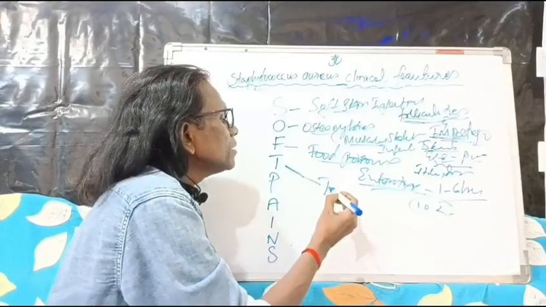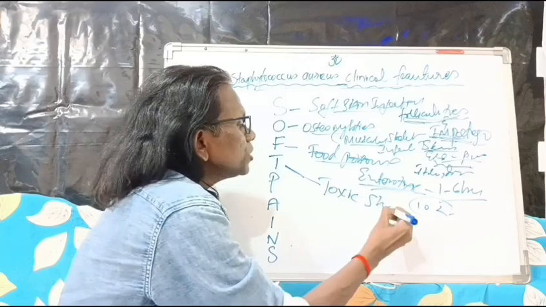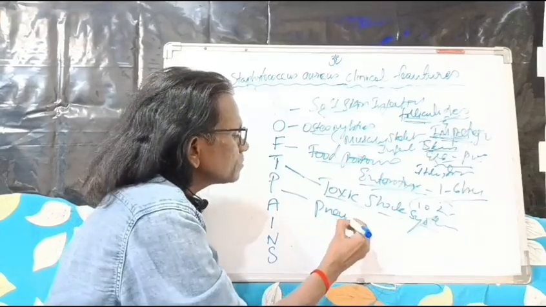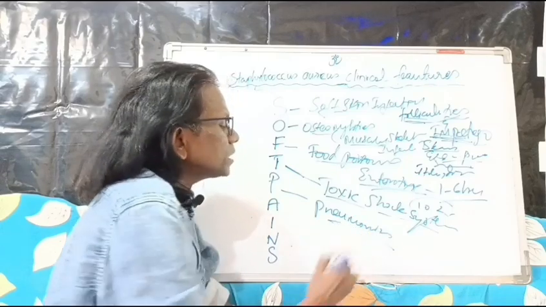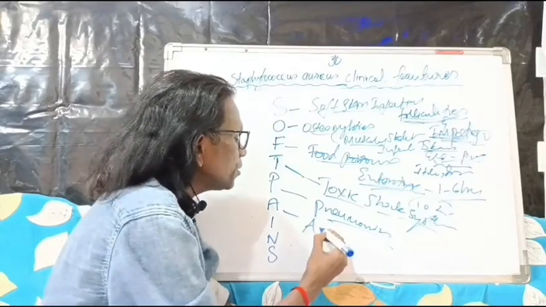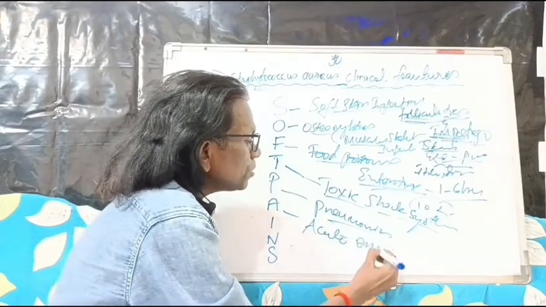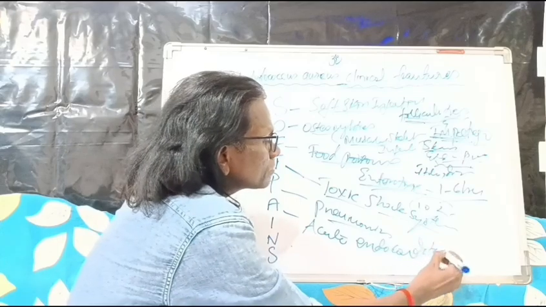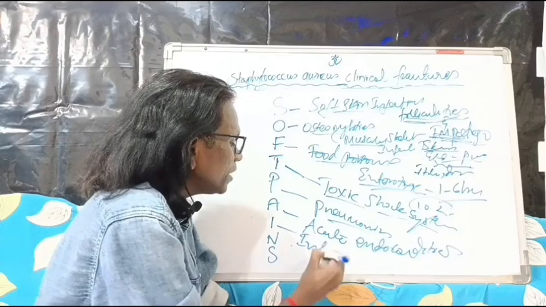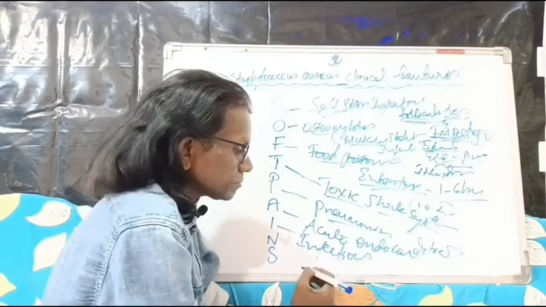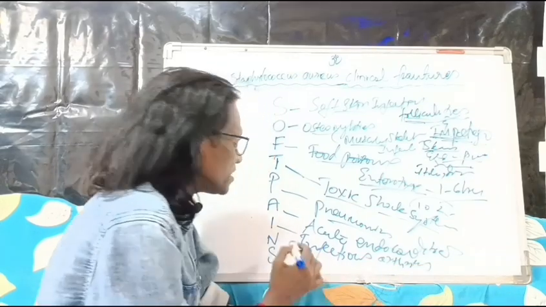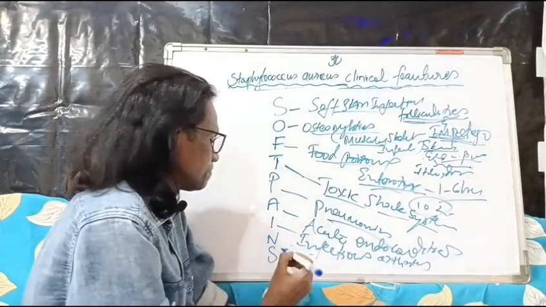And T stands for toxic shock syndrome, and P stands for pneumonia. Staphylococcus aureus will cause pneumonia also. A stands for acute endocarditis. And I stands for infectious arthritis.